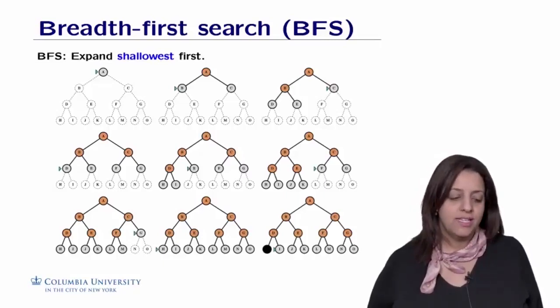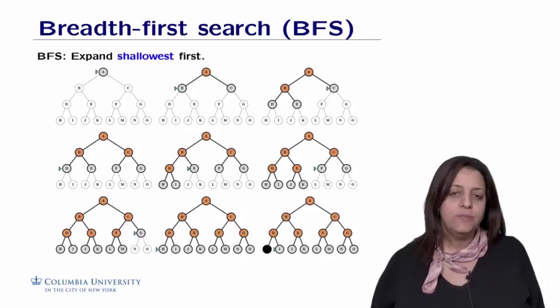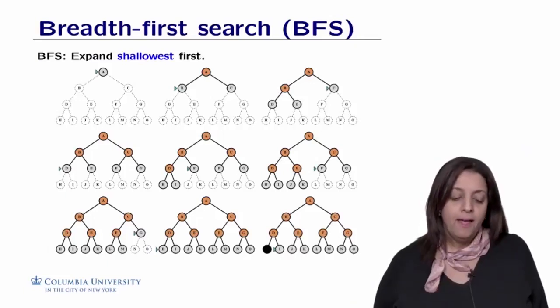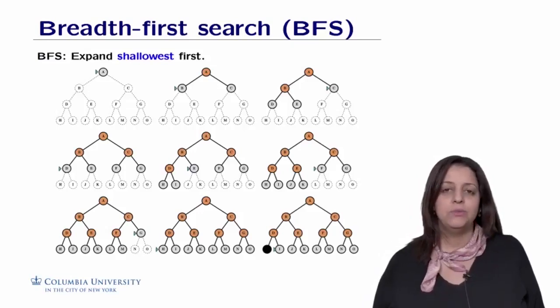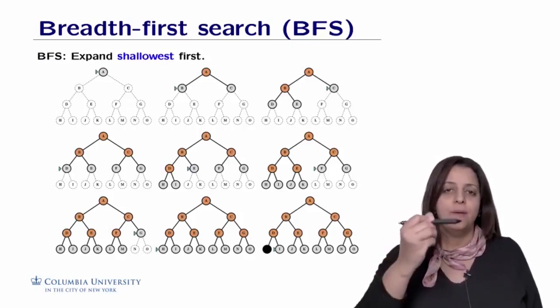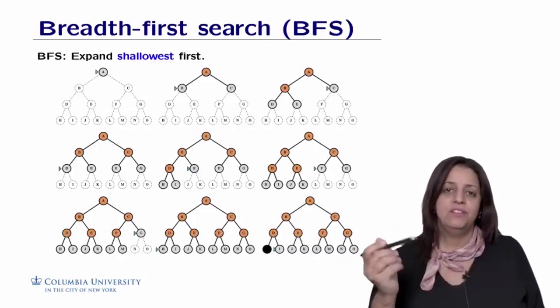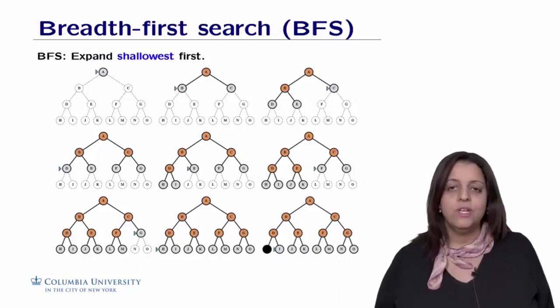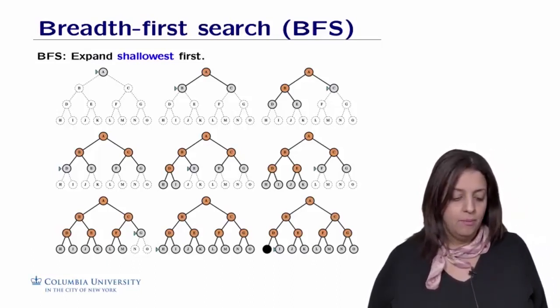In BFS search, as I said, we expand the shallowest node first. Shallowest means the ones that are at the top. Just to keep in mind, the shallowest node means that we need to do some kind of level-wise search in the search space. We're going to go from level to level, and we wouldn't go to the next level unless the previous level is all done.